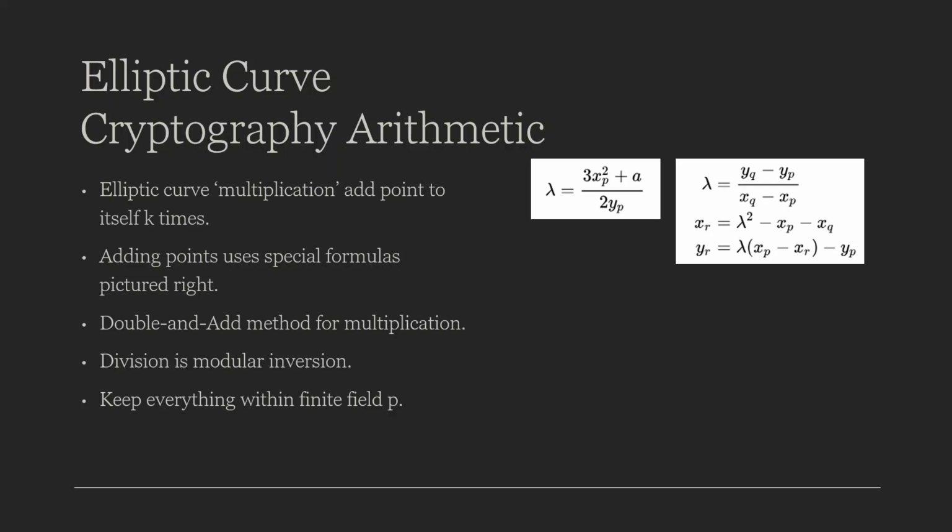So it was a little bit strange to try and implement this because of just how weird the math was. And those equations on the right represent adding two different points to each other, how to find the value of the third point. And it was just really odd. I implemented the double and add method for multiplication, and I use these equations here for the add points method, which is important for generating our keys.